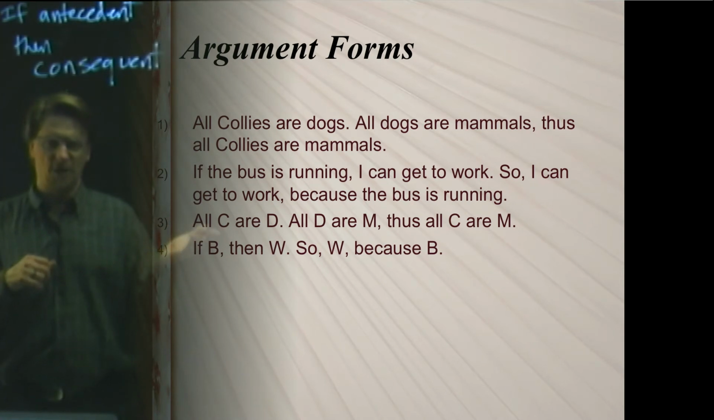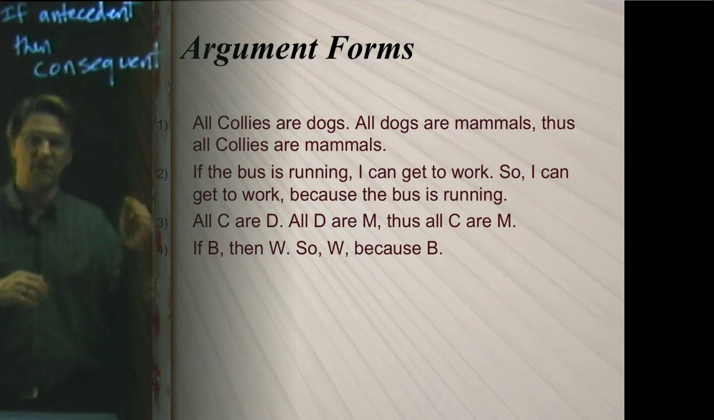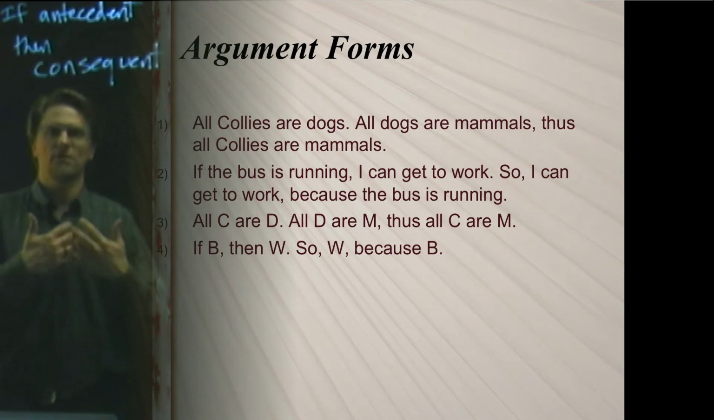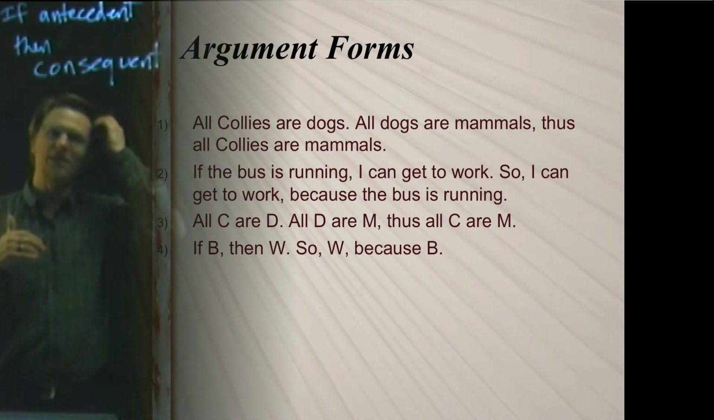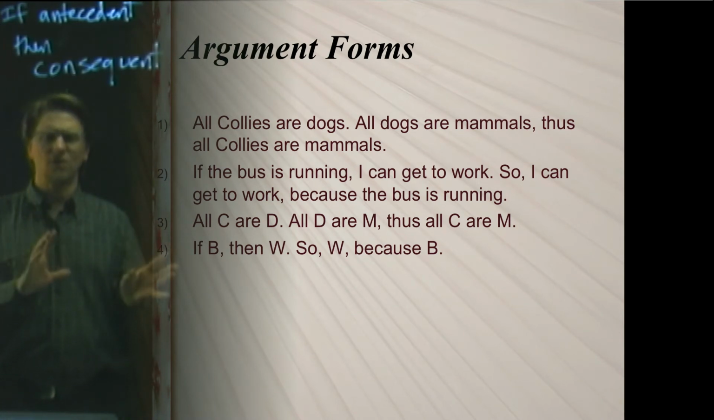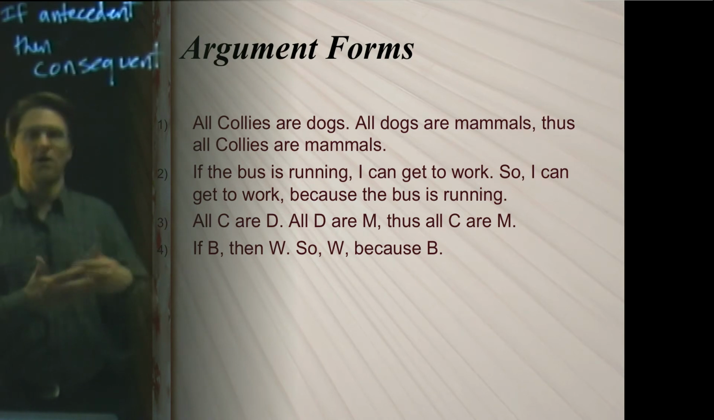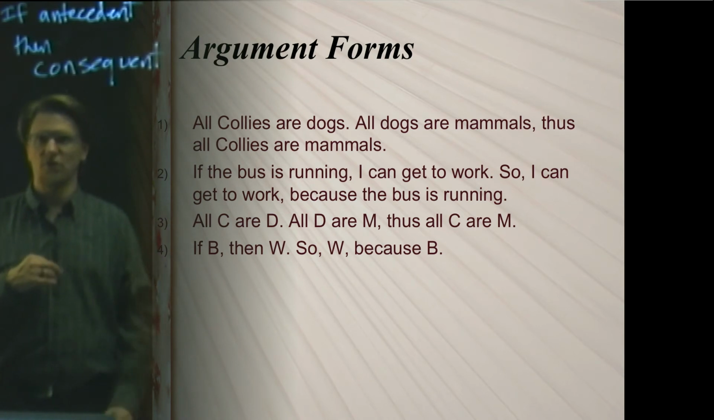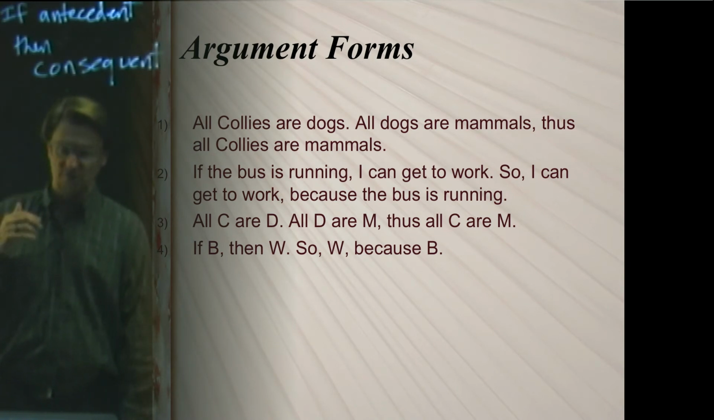We're not saying if bus, then work, right? That doesn't work here, doesn't make sense. So it says B, in other words the bus is running, and W is capturing I can get to work. Now, what I want to make clear is that these arguments are valid or invalid not because of the content, not because we're talking about dogs and mammals and collies or buses and work and so forth. They are valid or invalid by virtue of their structure, by virtue of their form.